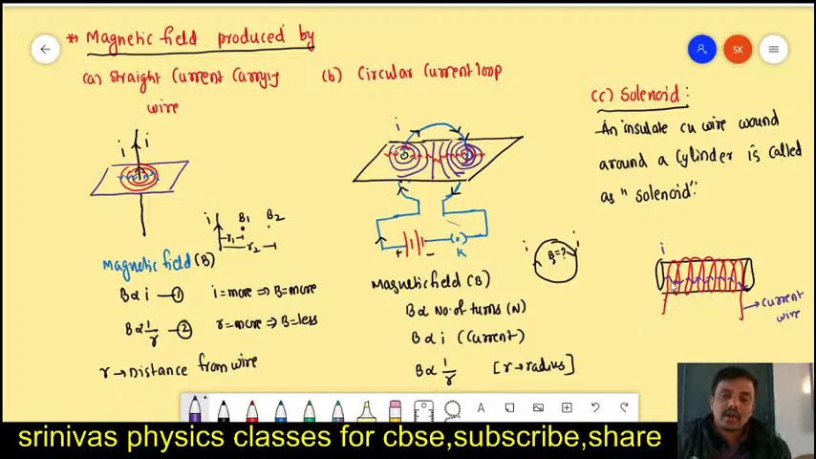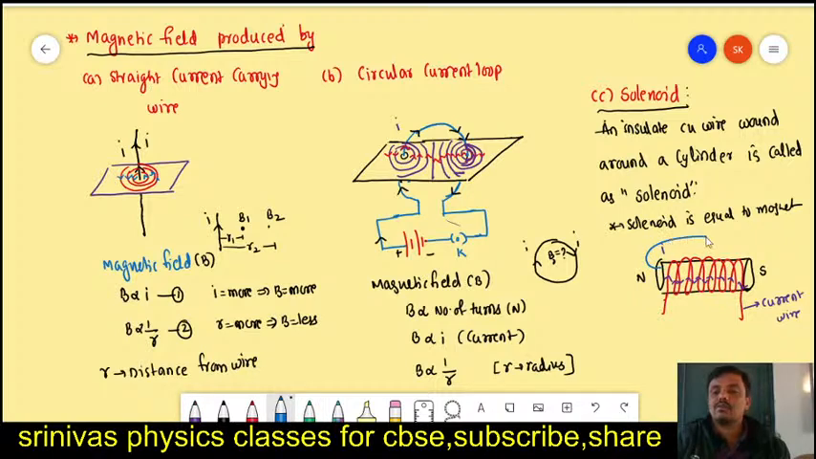One end will act as the north pole and the other end will act as the south pole. The current carrying solenoid is equivalent to a magnet. The field lines generated by this are exactly similar to the field lines generated by a magnet. Outside they start at the north and go to the south. Inside they go from south to north like this. Because the solenoid is equal to a magnet, the field lines are also similar to the magnet.